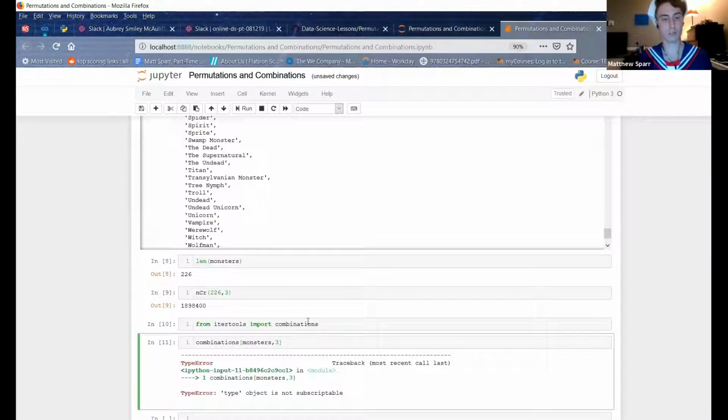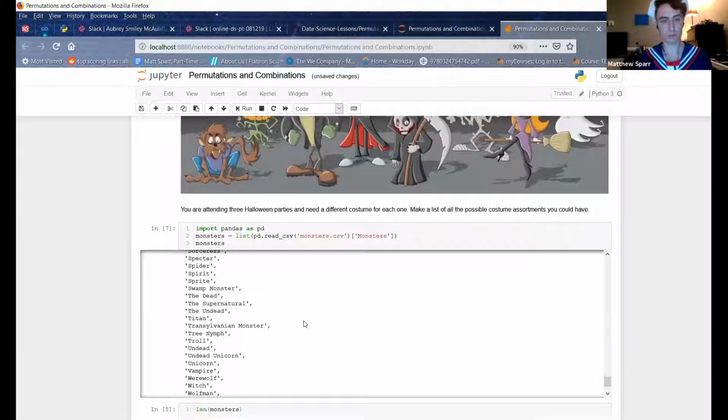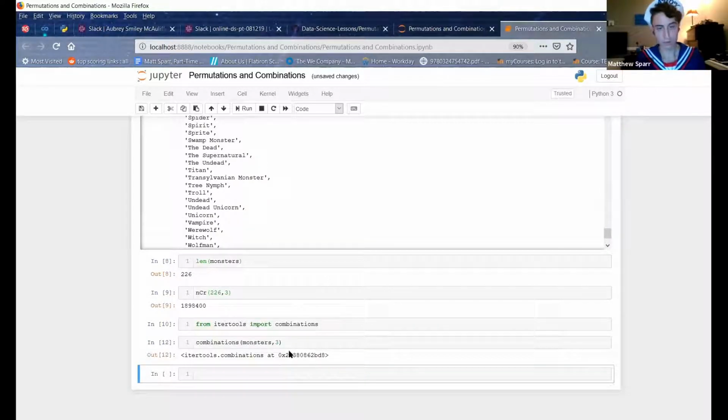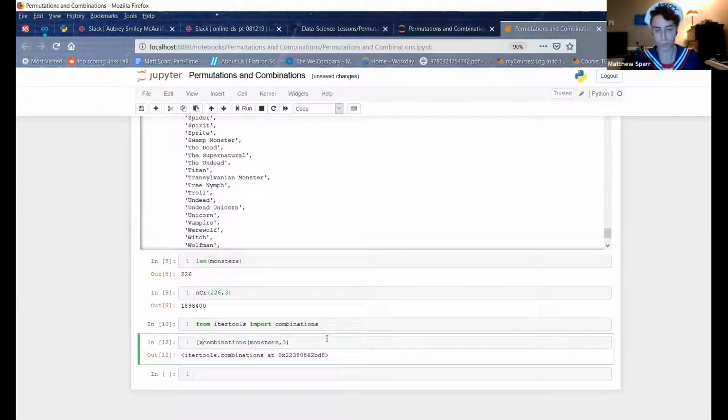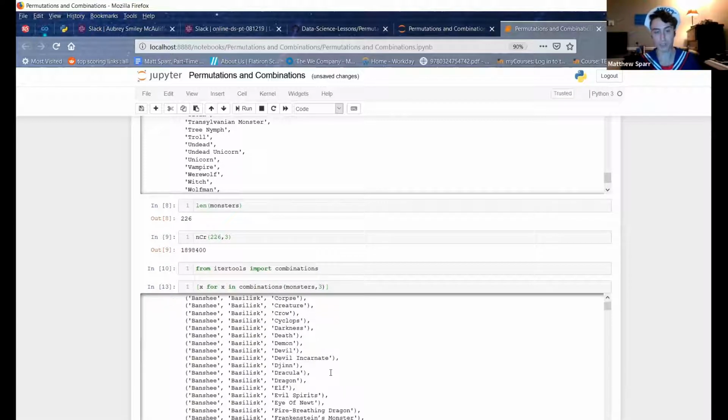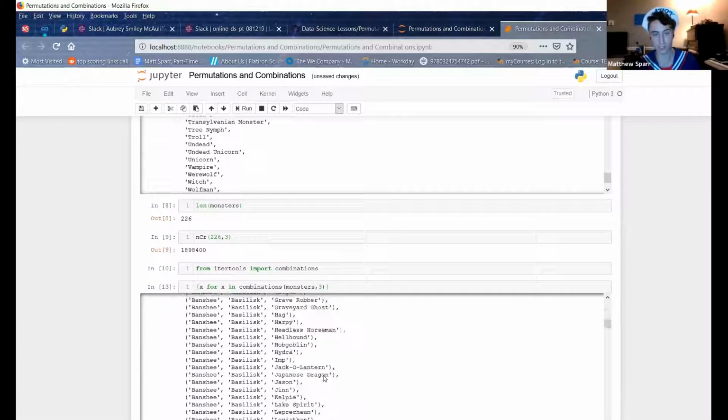Let's see. X for X in, oh, I had brackets instead of, there we go. So that'll just give us a combinations object, but then to get a list from it, we have to do a list. So it's just X for X in that combinations object. If we run that, then we can see we get all the possible combinations here.